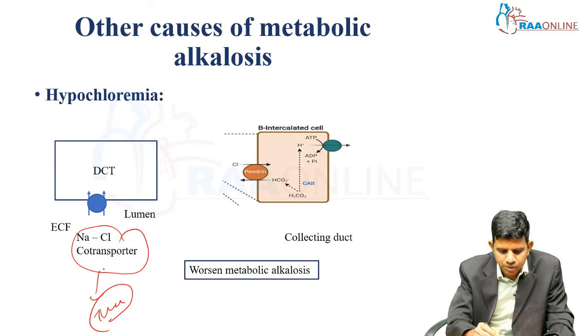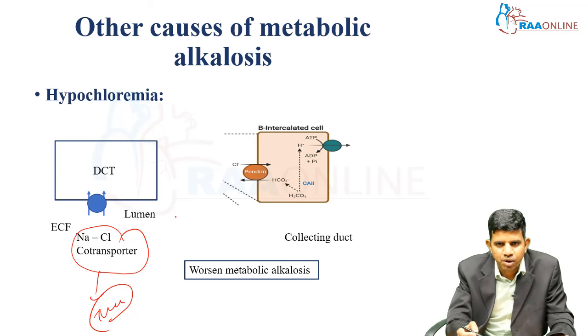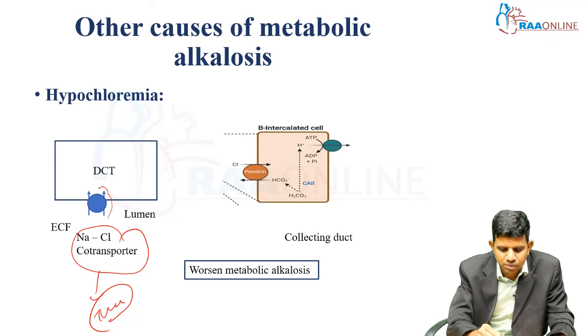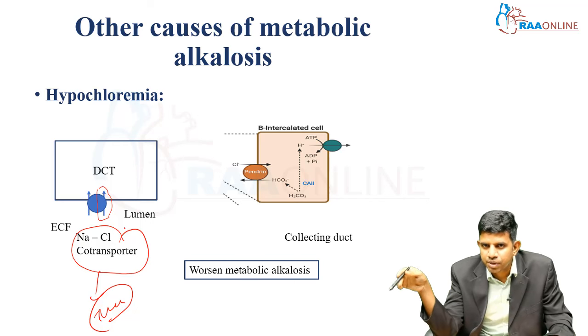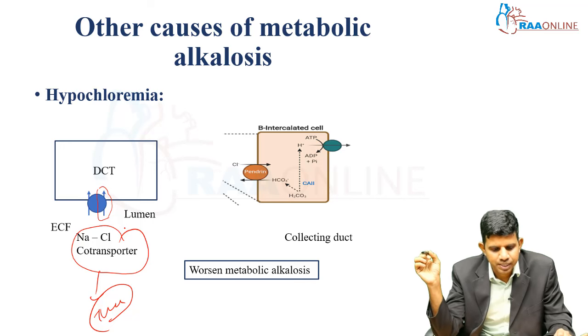To absorb the chloride, if the chloride level is low in the urine, what will happen? The chloride won't be absorbed by these cells. So, the sodium absorption also will decrease. If sodium absorption decreases, there is an increased sodium delivery to the distal tubules. So, it can increase sodium absorption and hydrogen ion secretion, so it increases the blood bicarbonate. That is one reason hypochloremia can worsen the metabolic alkalosis.